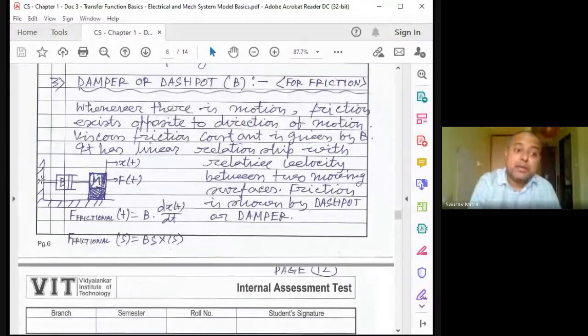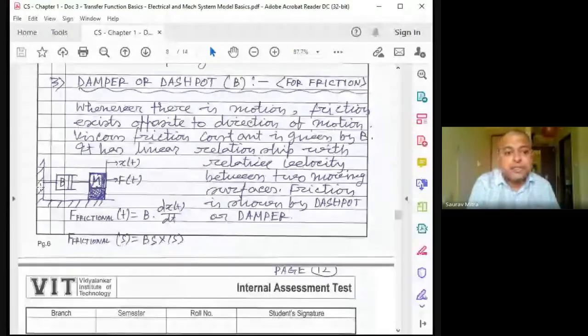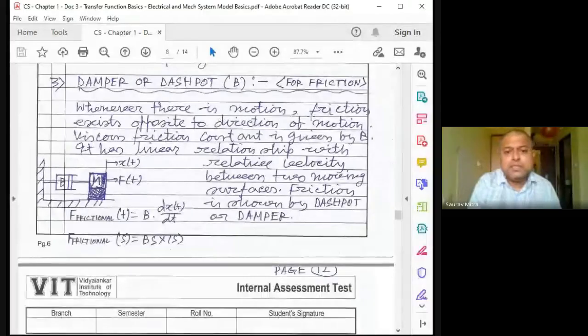In this case, the left end of B, that is the dashpot or damper, we are assuming to be connected to the wall. Not necessarily, it can be connected to another mass. So the right side can be connected to mass m, and the left side of B can be connected to another mass m2. We can see that in the numericals.